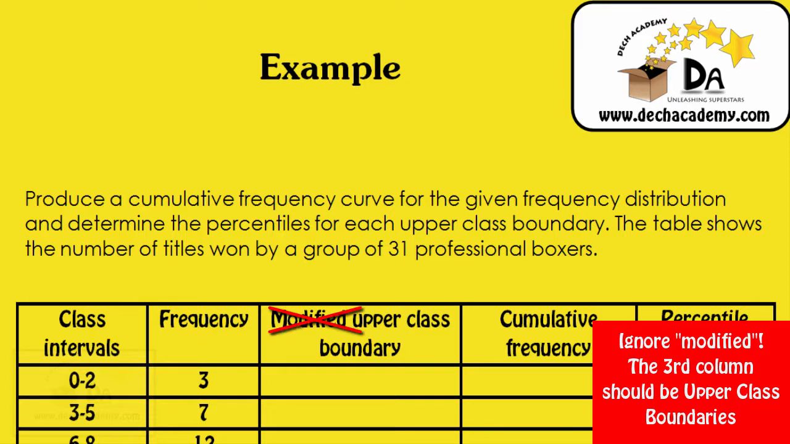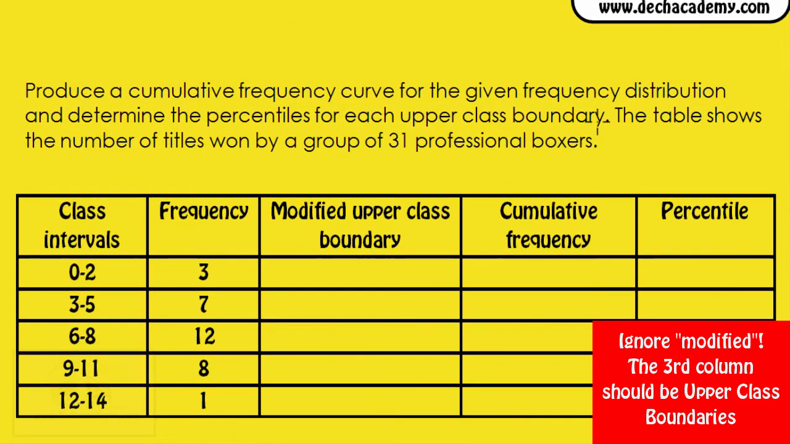So here's an example problem. It says produce a cumulative frequency curve. You know what that is, curves that look something like that. For the given frequency distribution, so given a frequency distribution table, well, the first two columns anyway, we're then asked to determine the percentiles that correspond to each upper class boundary. Essentially, we need to find the percentiles at which the upper class boundaries lie.